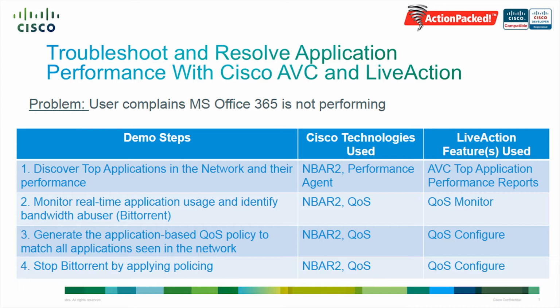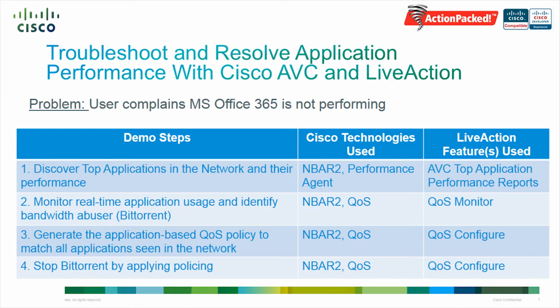In this demo, I'm going to show you how a network admin can pinpoint application performance and quickly resolve the problem using Cisco AVC and ActionPack LiveAction network management tool. So let's say the network admin received a complaint from the end users that Office 365 is running slow.